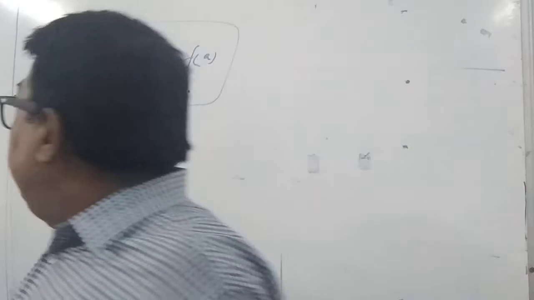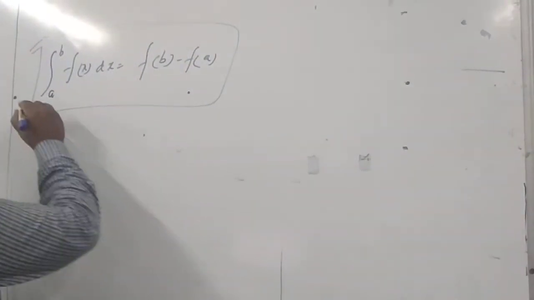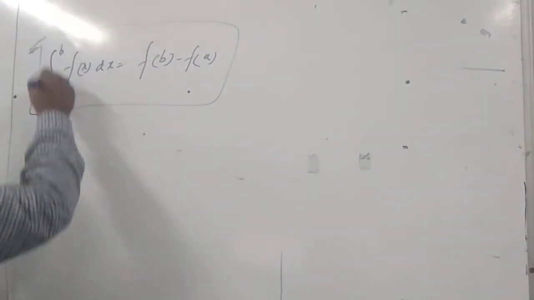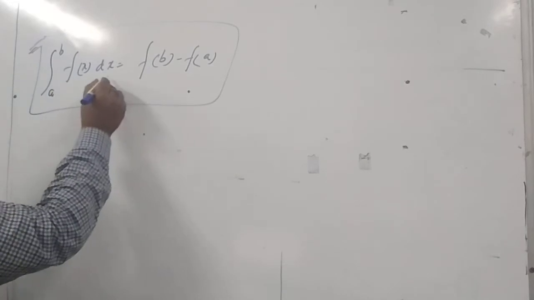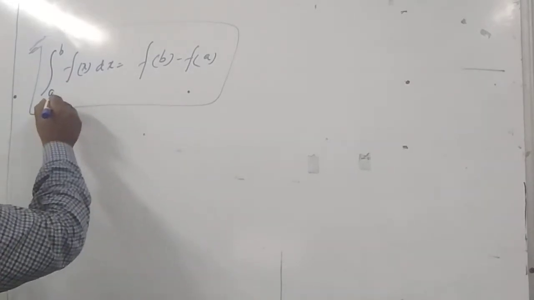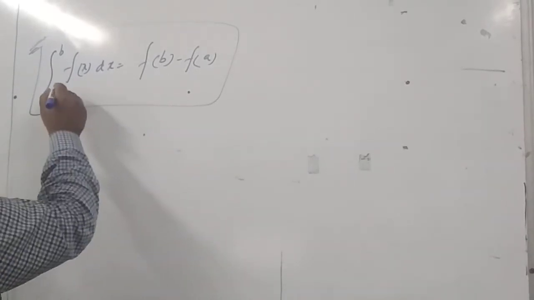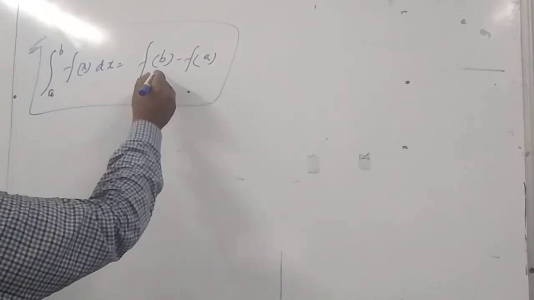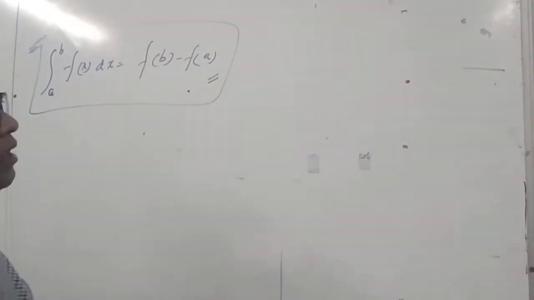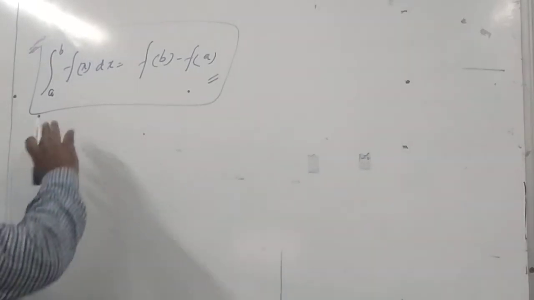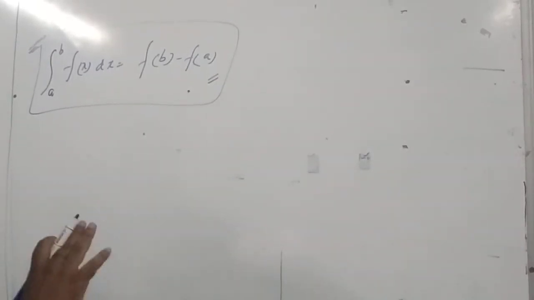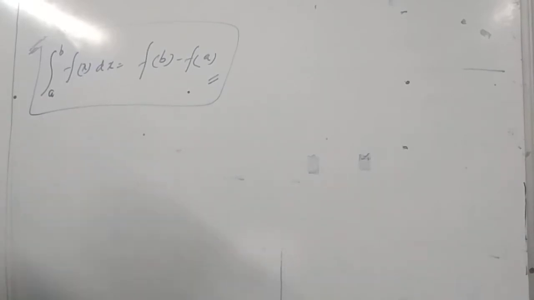Now see the basic fundamental formula here. The integral of f(x) dx from lower limit a to b will be F(b) minus F(a). F(b) minus F(a). So this will be applicable, the basic fundamental formula.